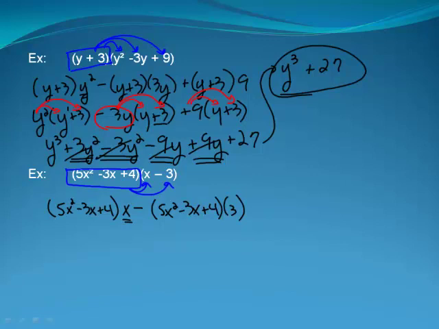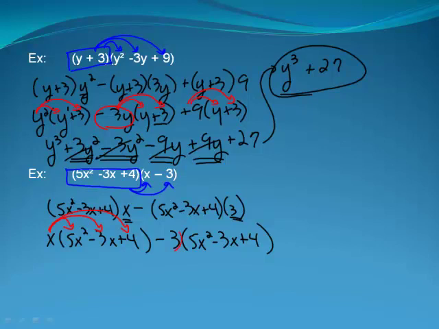Again, I'm going to take those single terms, single factors, and pull them out front because I like that better. So I've got x times the group 5x squared minus 3x plus 4, minus 3 times the group 5x squared minus 3x plus 4. Now we're going to take those terms and multiply it to each group that follows it. Here, make sure you distribute both the 3 and the minus, or multiply by a negative 3.